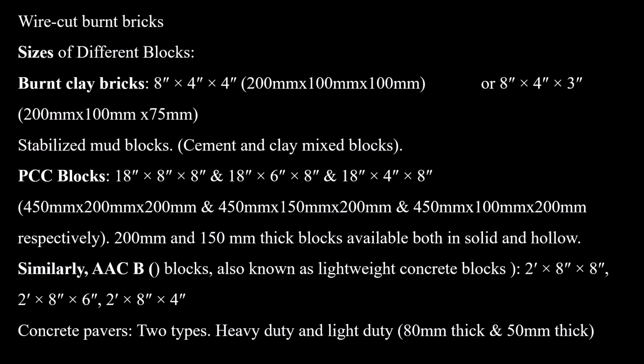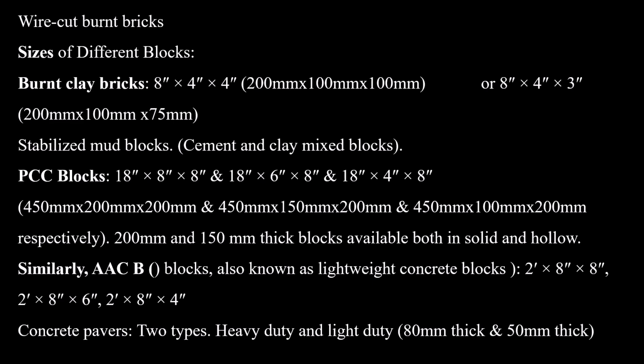Wire cut burnt bricks. Sizes of different blocks. Burnt clay bricks are available in 8 inch by 4 inch by 4 inch, that is 200 mm by 100 mm by 100 mm, or 8 inch by 4 inch by 3 inch. Stabilized mud blocks, cement and clay mixed blocks, PCC blocks: 18 inch by 8 inch by 8 inch, 18 inch by 6 inch by 8 inch, 18 inch by 4 inch by 8 inch. They are available in 200 mm and 150 mm thick blocks, both solid and hollow.